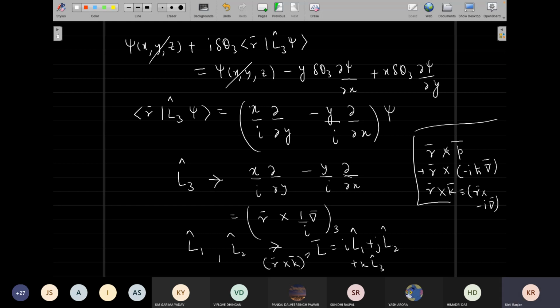It also tells you that if you keep on changing your basis functions, you will keep on getting different representations of your matrices, which we wrote earlier. I mean, we wrote L1, L2, L3 in terms of the matrices, which we also use today. But there can be other representations of L1, L2, L3 once we change the basis functions, and they will all be representations of the orbital angular momentum operator.